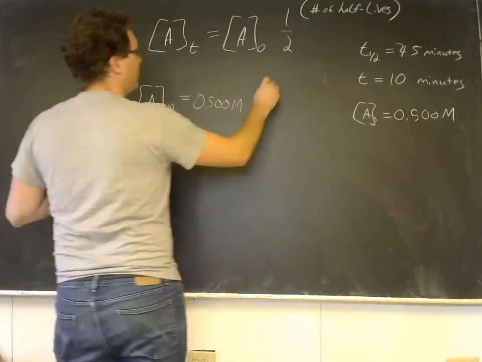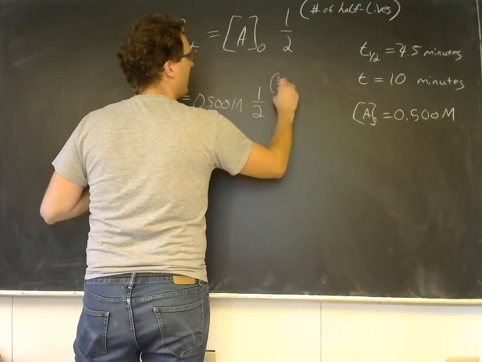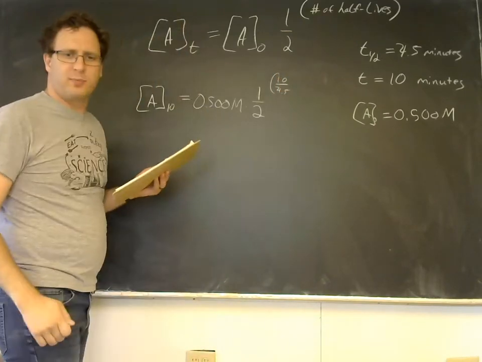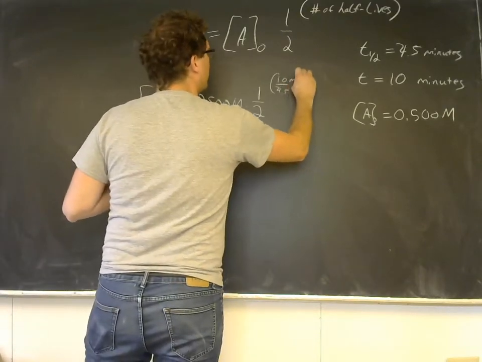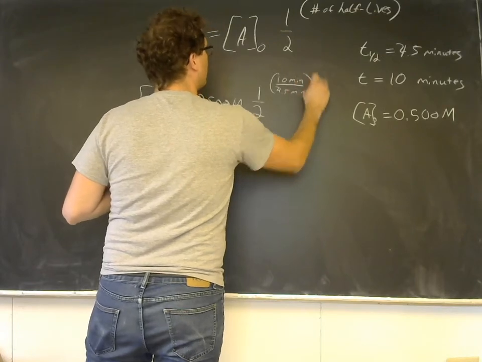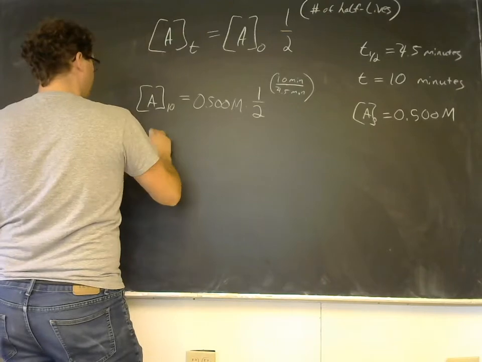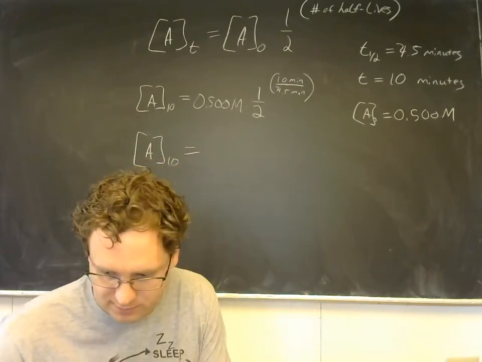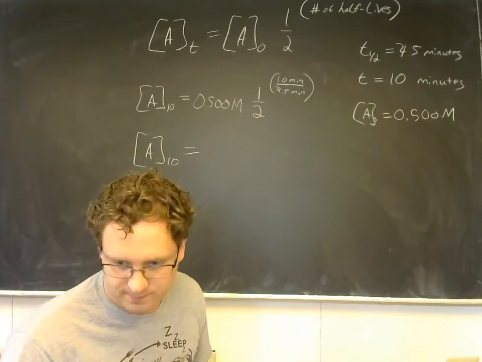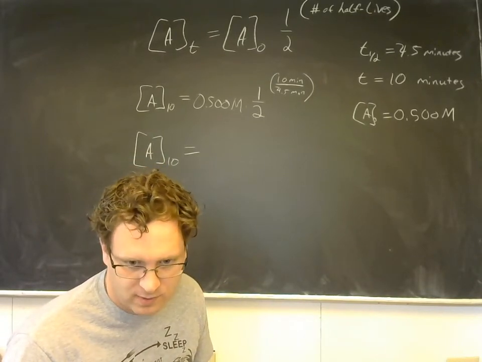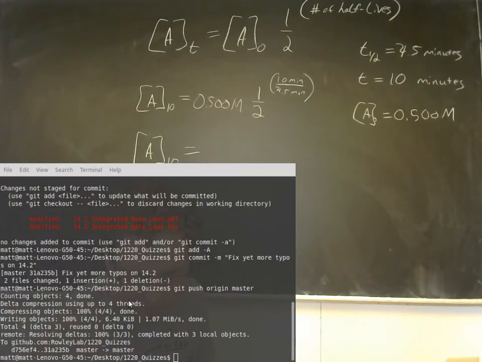How many half-lives is that? Well, that would be 10 divided by 4.5, right? It's a little bit more than 2 half-lives, and we can just say 10 minutes divided by 4.5 minutes. That is going to be the number of half-lives. Okay, so let's put those numbers in a calculator and see what we get. Oops, sorry. There we go. So we're going to have 0.500 times 0.5 raised to the power of 10 divided by 4.5.